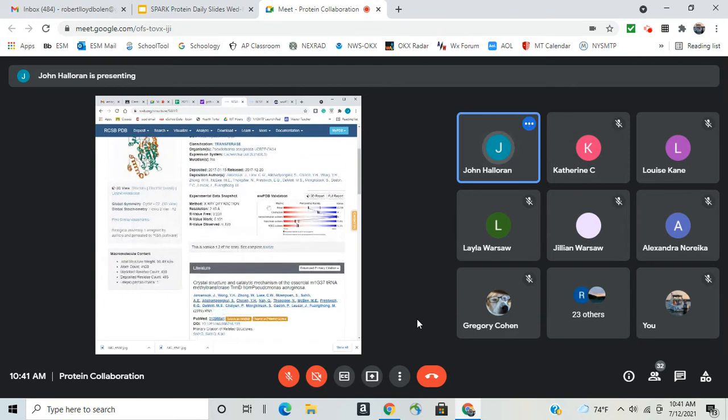Just going to come back up here. This information, this is the validation. Over here, this kind of gives you an idea of how good the structure is.